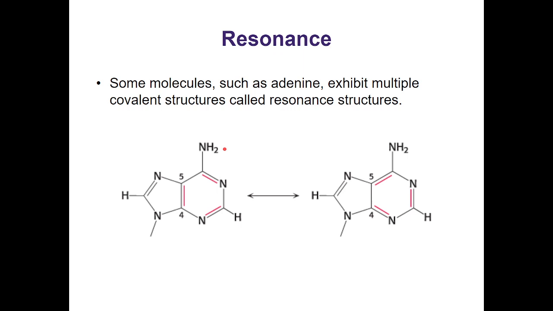We have many molecules that are going to show up, especially where we need them to be extremely stable and unreactive. They're going to, like adenine, exhibit multiple covalent structures. These individual structures are actually called Kekulé structures technically, but you can also call them resonance structures, which is no problem there at all.